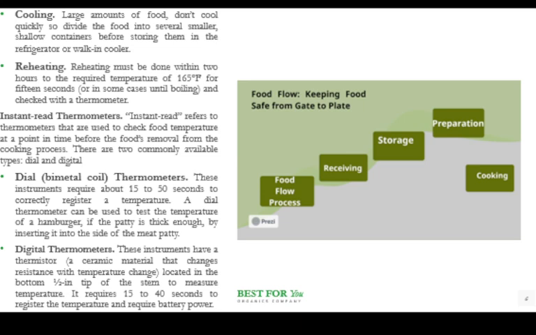Reheating. Reheating must be done within 2 hours to the required temperature of 165 degrees Fahrenheit for 15 seconds, or in some cases until boiling, and checked with the thermometer.